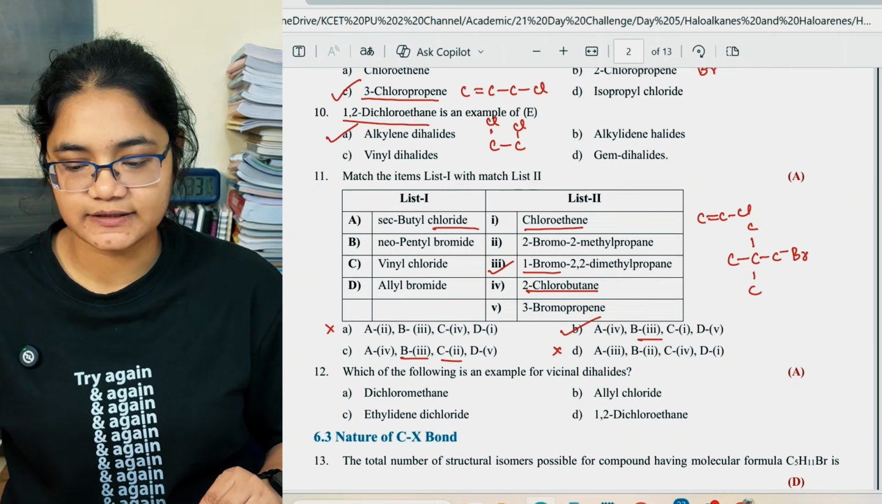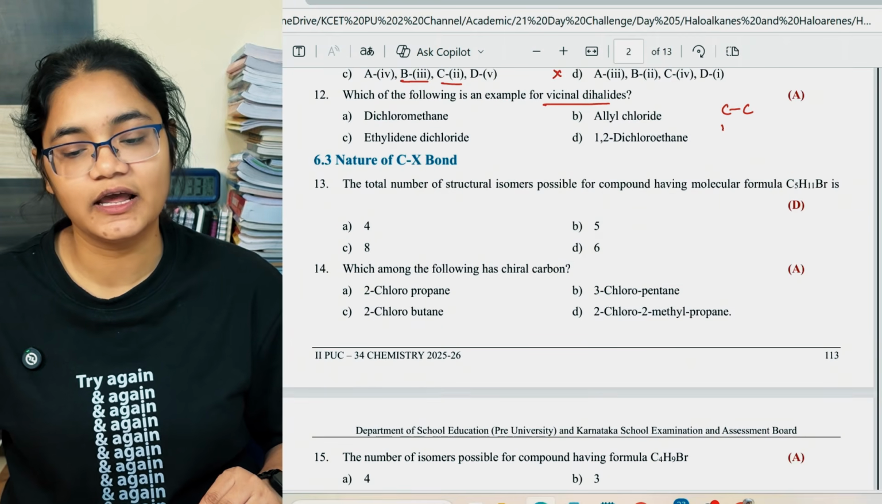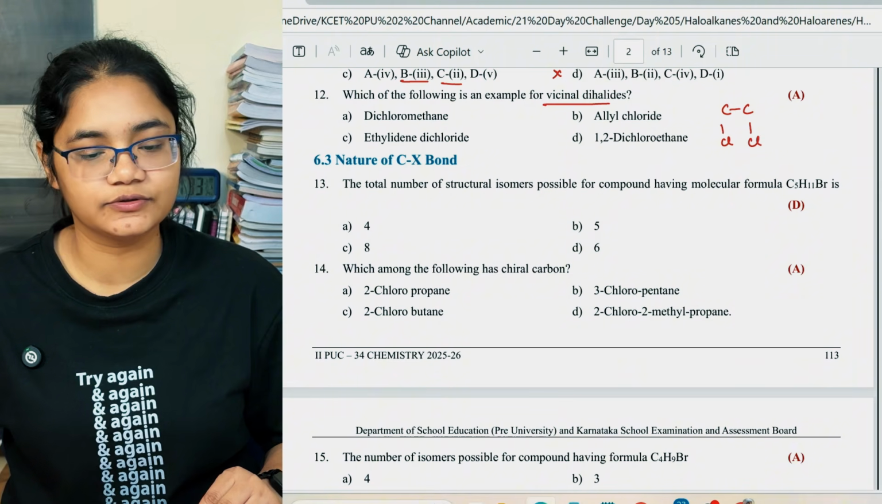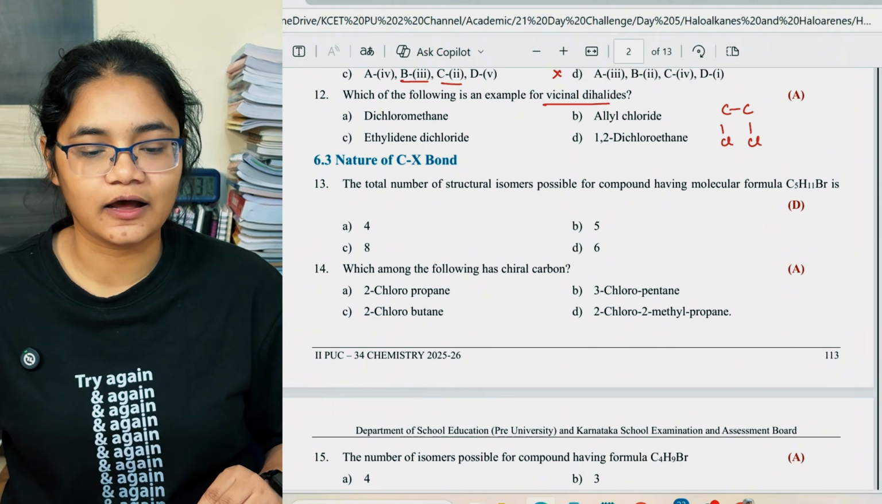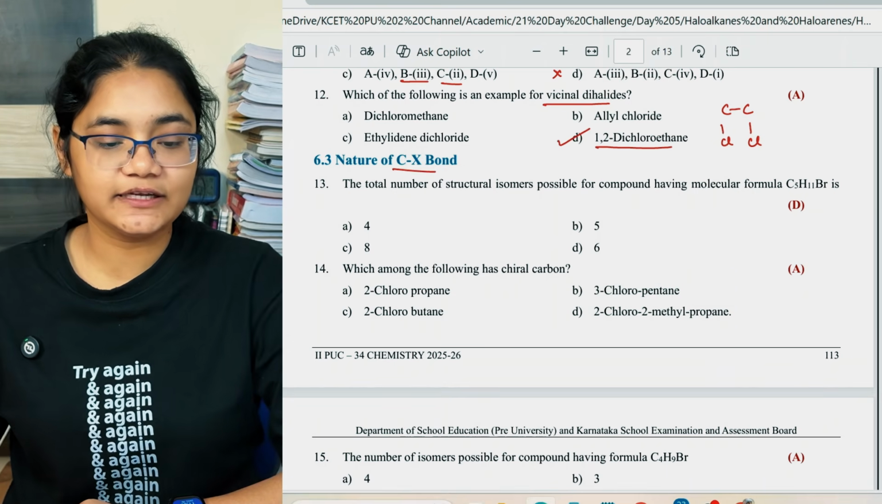Next, which of the following is an example of vicinal dihalides? Vicinal dihalides means two adjacent carbons will have the chlorine groups. Okay, so vicinal dihalides are called as 1,2-dichloroethane. If you see, this is the example of option number D. Now let's see question number 13.